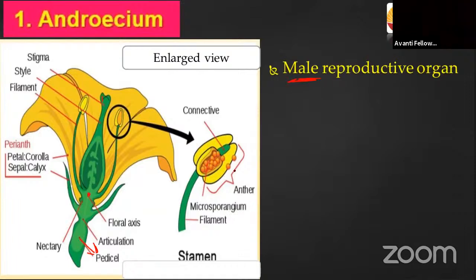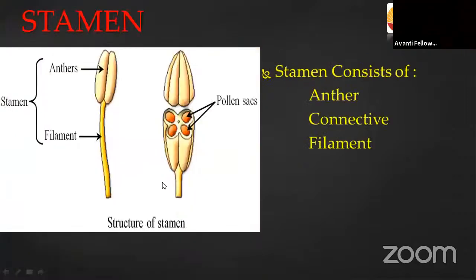Now you have to study the male reproductive unit first. It contains a filament and an anther. Inside the anther there is a pollen sac called the microsporangium, within which pollen grains will be present. I'll show you in the next diagram. The stamen consists of majorly three parts. This is the filament, the stalk of the stamen, and this is the anther. If you cut the anther to view what is inside, you can see pollen sacs. Inside the pollen sac there will be pollen grains. This is the factory where pollen grains are produced. This is the entire structure of the stamen.